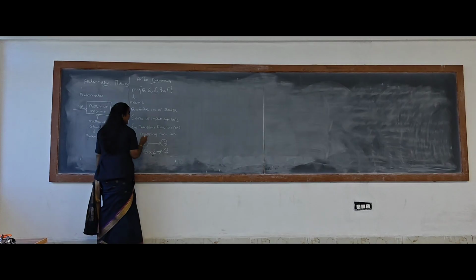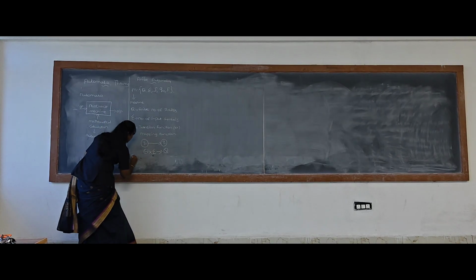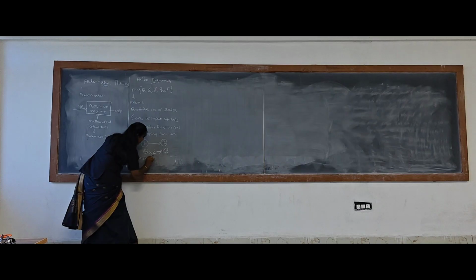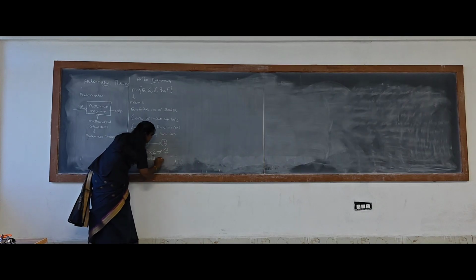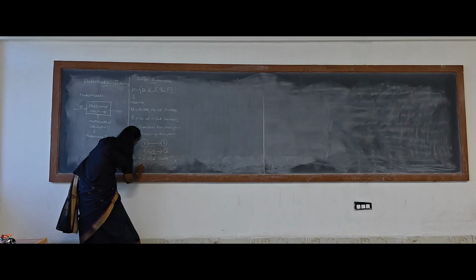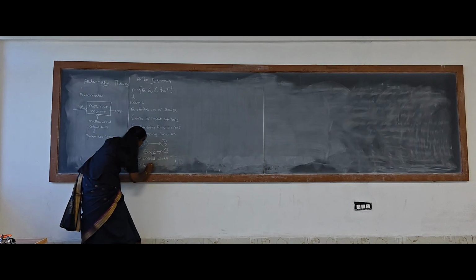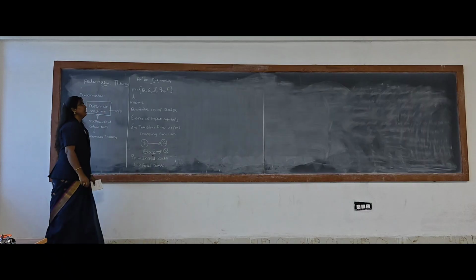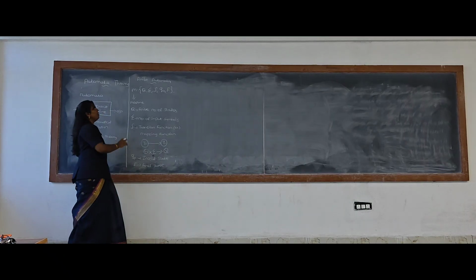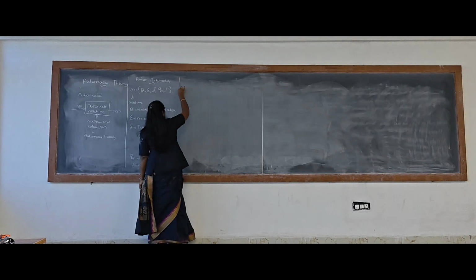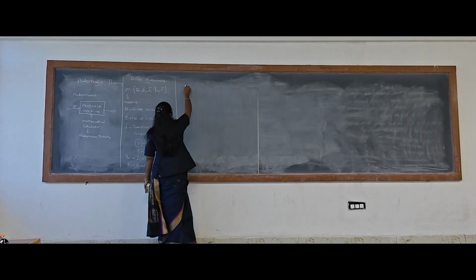Then next we have another tuple, which is q naught. Q naught means the initial state, and F means the final state. So these are the 5 tuples of finite automata. Now we will see an example of finite automata.